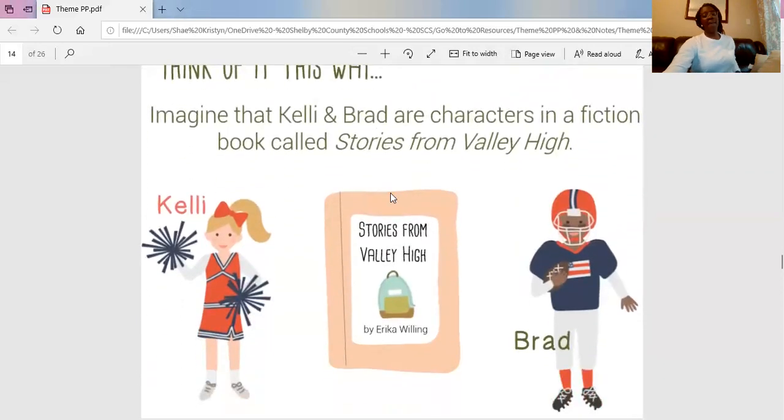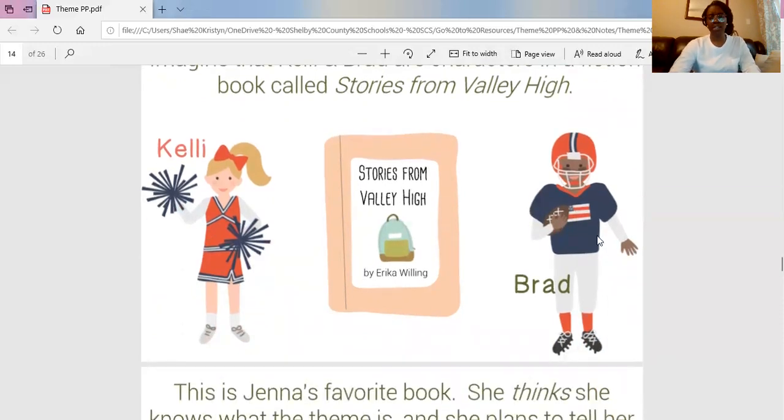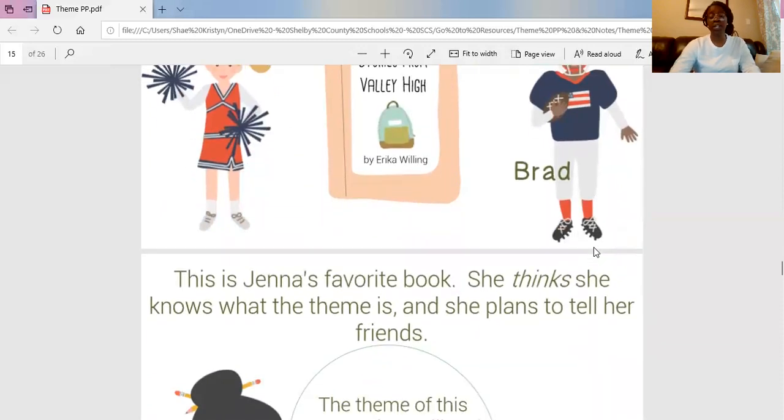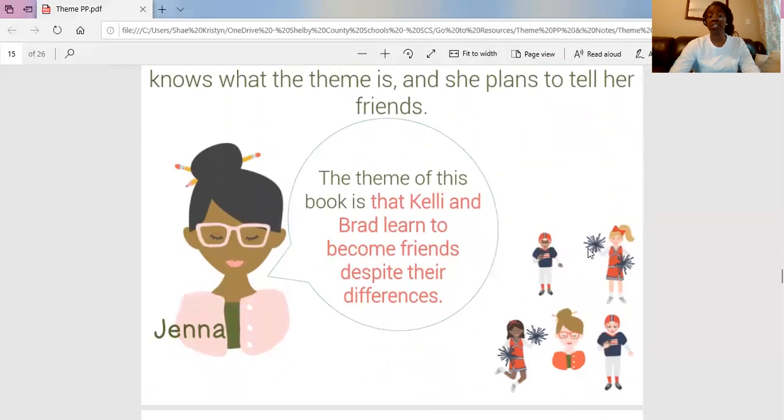So we're going to imagine that Kelly and Brad are characters in a fiction book called Stories from Valley High. It's by Erica Willing, apparently. There's Kelly, there's Brad. So this book is Jenna's favorite. She thinks she knows what the theme is and she plans to tell her friends. So here's what theme she thinks it is. She tells them that the theme of this book is that Kelly and Brad learn to become friends despite their differences. Now, is this a good theme or not? And can you tell me why or why not? Go ahead, take some think time and think about that answer.